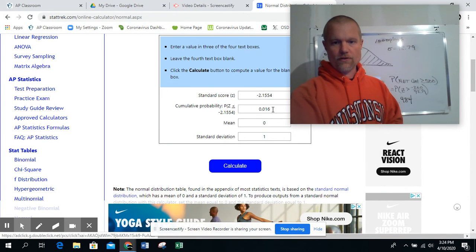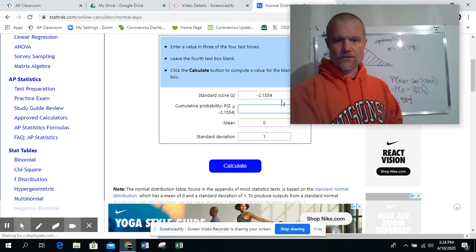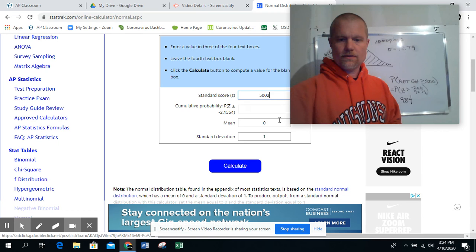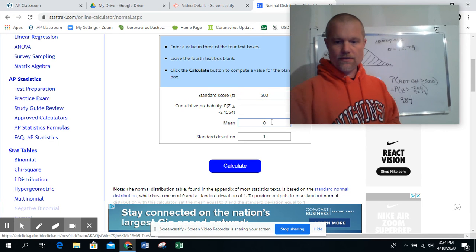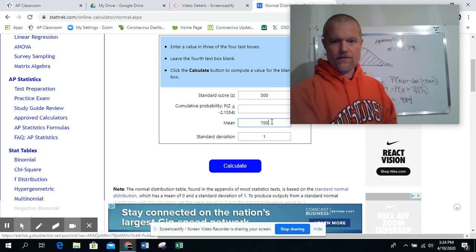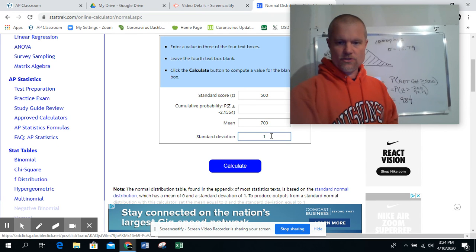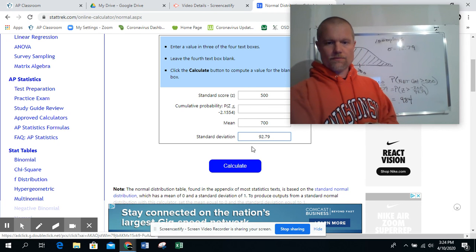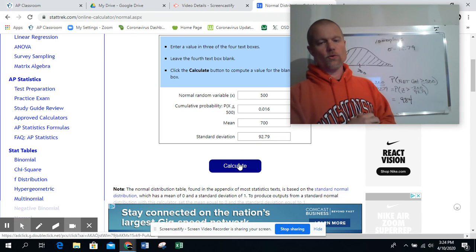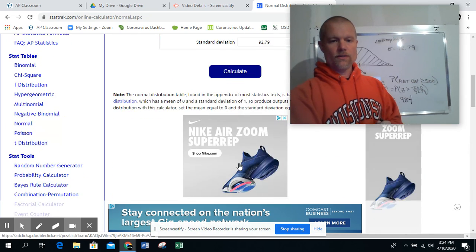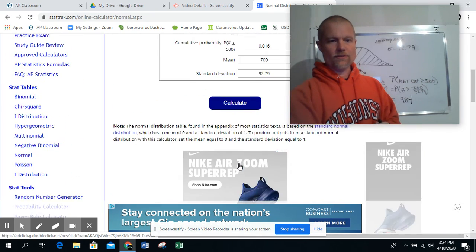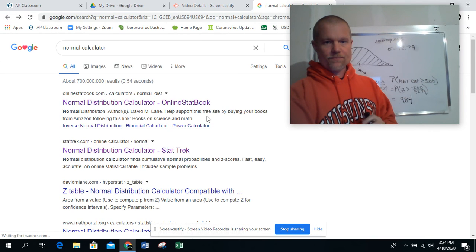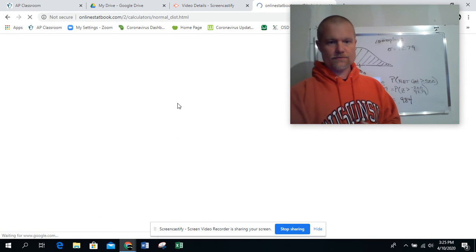On this one I could have also put this at 500, and the mean was 700, and the standard deviation was 92.79. I'm going to calculate, just to make sure I got this right, 0.016 again, but again, that's below. So the other calculator was a lot better. The StatTrak one was not as good. I like this one better.